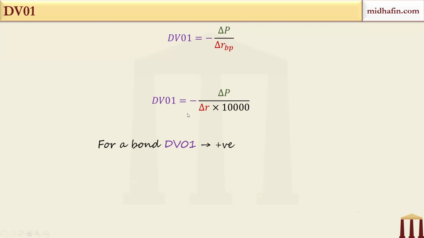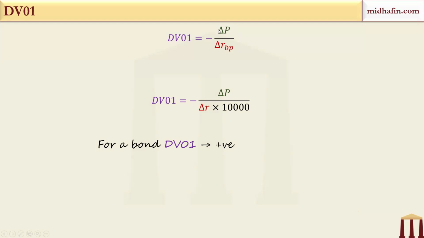Now for a bond, DV01 is actually positive, because of the way in which the formula is designed. Again, I'm not going to go into the derivation of the formula. If I go into the derivation, you can understand why this negative sign comes in. After derivation, DV01 is negative of delta P by delta R, where R is in basis points. Let me explain the first formula. For a bond, we know that if delta R is positive, delta P will be negative. That means if interest rate increases, bond price decreases. So for this expression delta P by delta R, just ignore the negative sign.